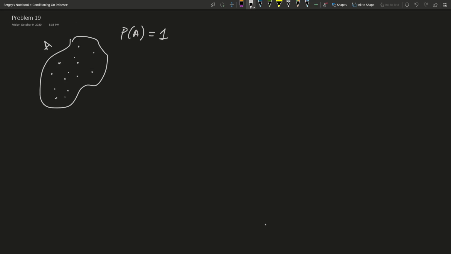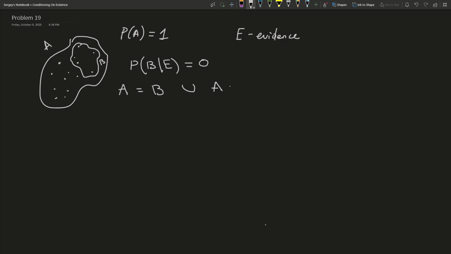Then Sherlock Holmes observes some evidence E. So E is our evidence. And once Sherlock Holmes observes some of this evidence, some of these scenarios that Sherlock Holmes considered become impossible. So let's call these scenarios here B. Under our evidence, these scenarios in B become impossible. And now we can rewrite our set A as the union of B and the set difference of A and B.